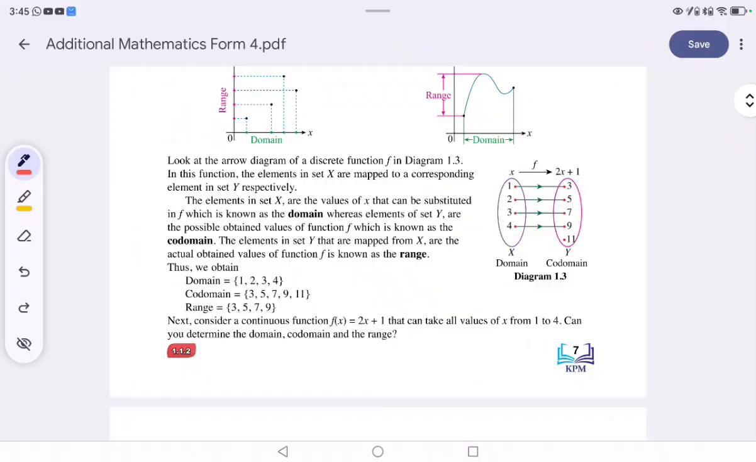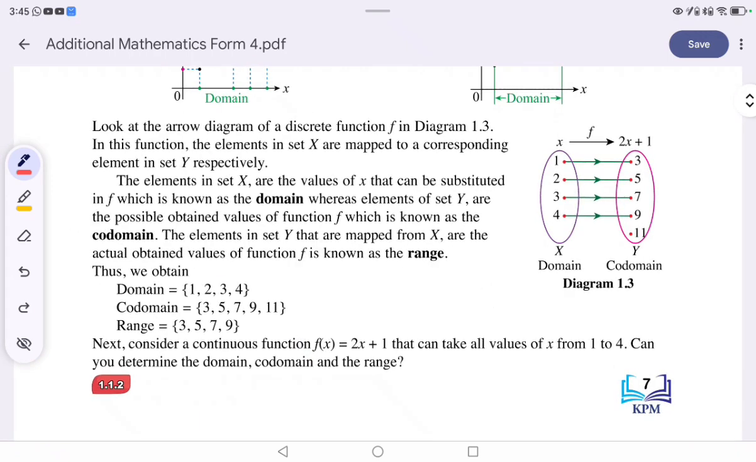Okay, when you see the elements in set x, they are the values of x that can be substituted in f, which is known as the domain. Okay, this one we call domain. Whereas elements of set y are the possible obtained values of function f, which is known as the codomain. So all the numbers over here in y we call codomain.